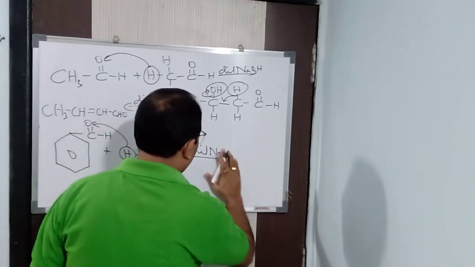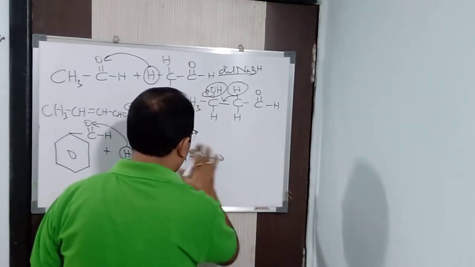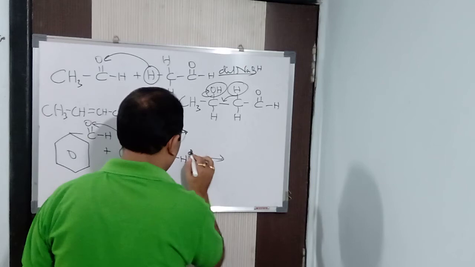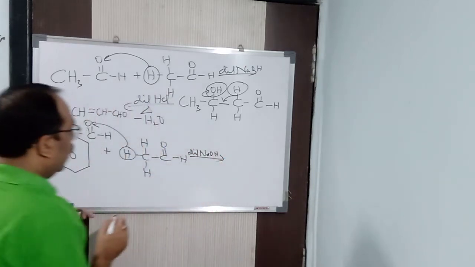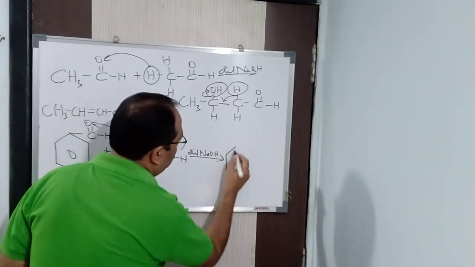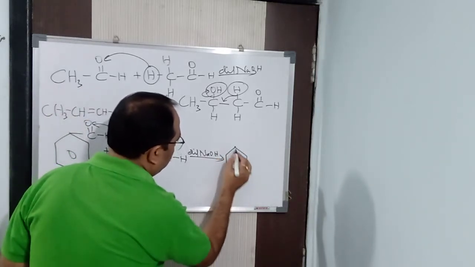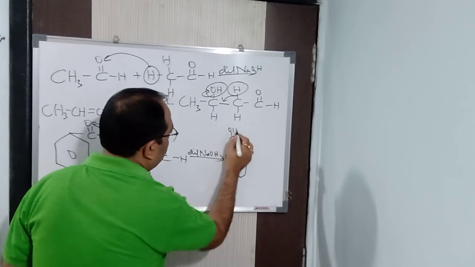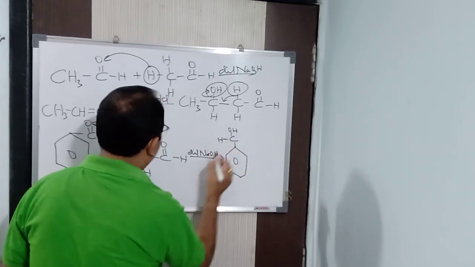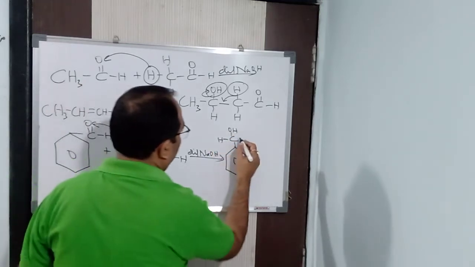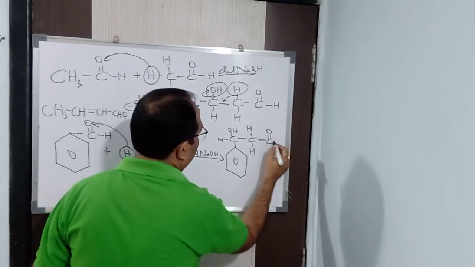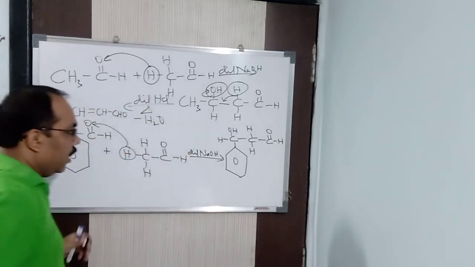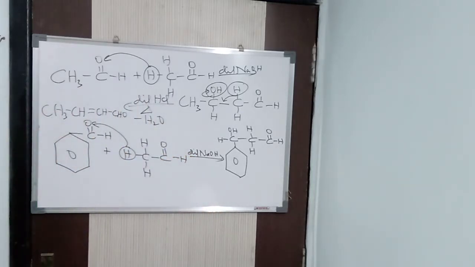So what is going to happen here? Let me write it smaller. So dilute NaOH. Then the condensation product is going to form. Here COH and it is H. Clear. And here it will be CH2 and here it will be CHO. We can say in this particular way the reaction is going to take place.